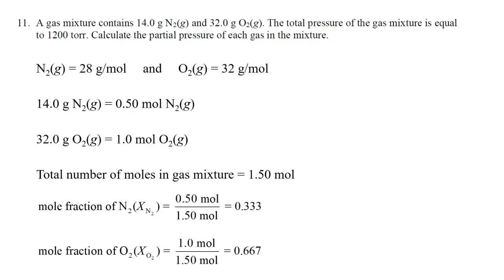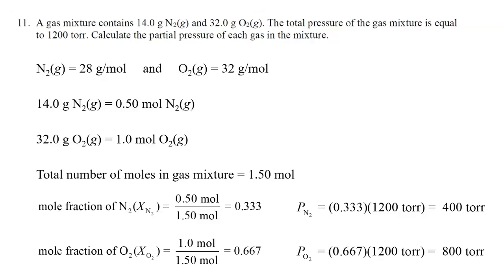So 1/3 of this gas mixture is nitrogen, 2/3 of this gas mixture is oxygen, again using mole fraction. The total pressure of the gas mixture is 1200 torr. So 1/3 of 1200 is 400 torr. That's the partial pressure of nitrogen in this mixture. And 2/3 of 1200 is 800.